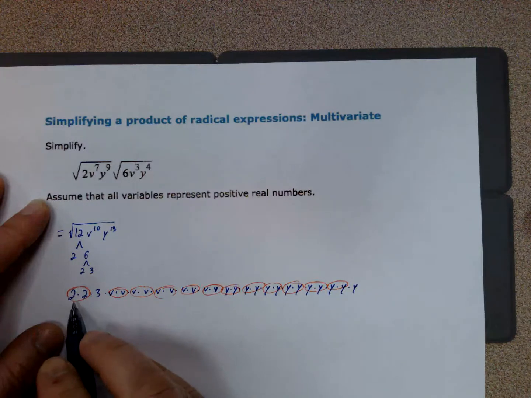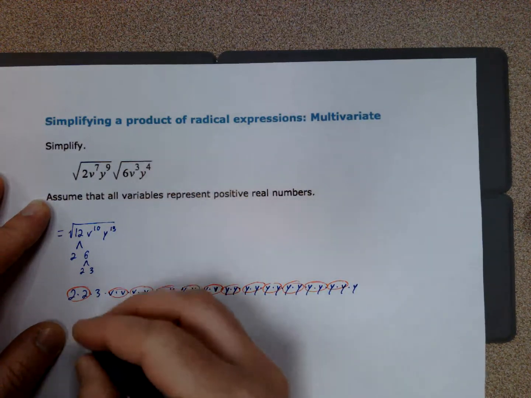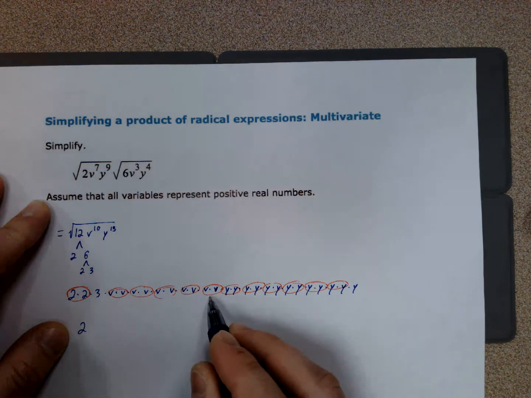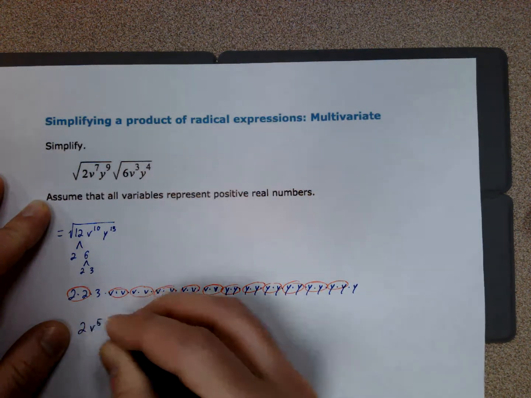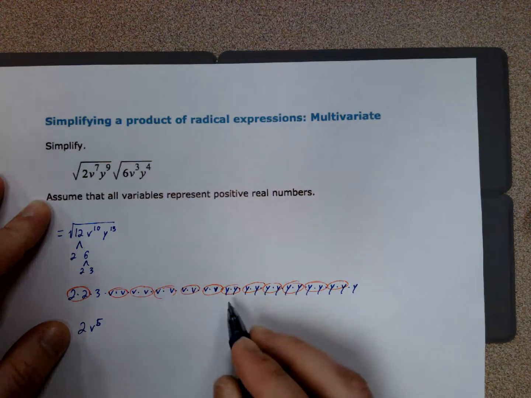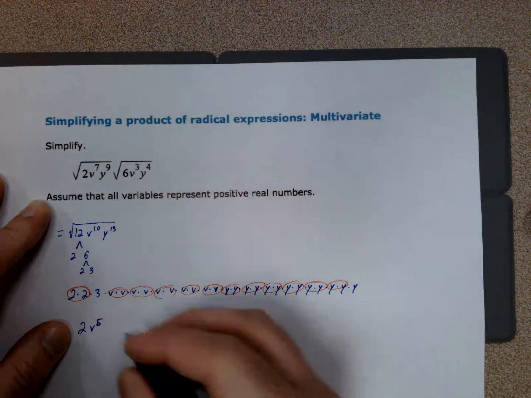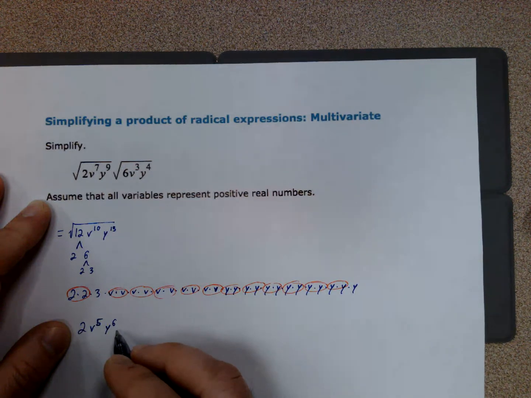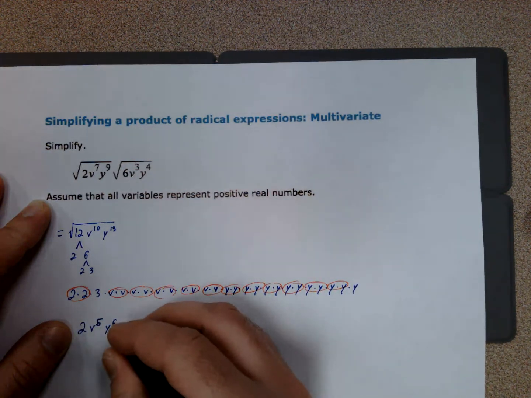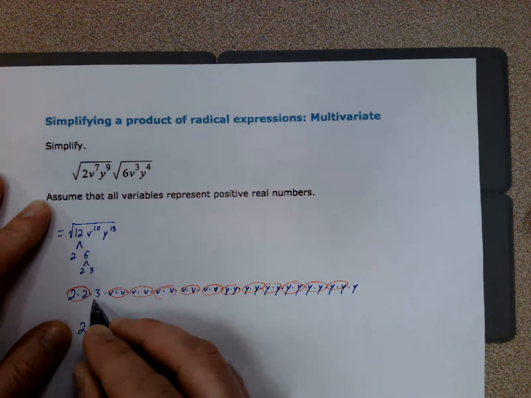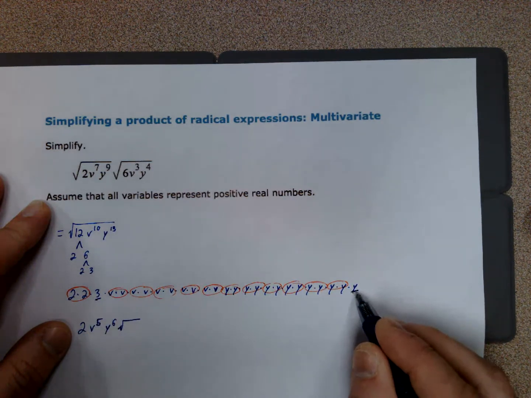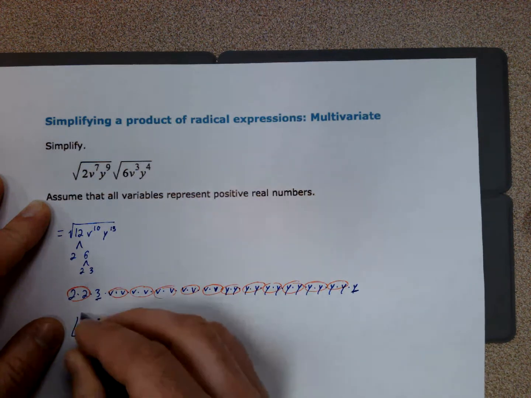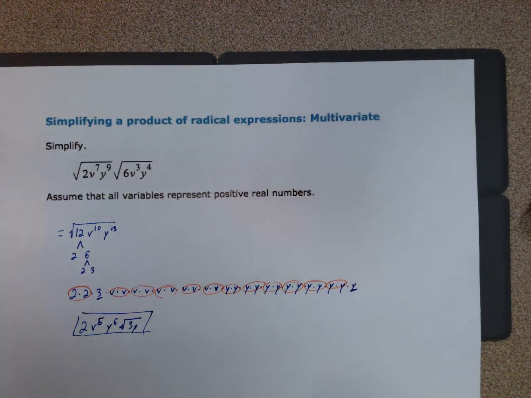So we pull out a representative of each of those groups. So I have a 2 here. 1, 2, 3, 4, 5 sets of v's. So v to the 5th. 1, 2, 3, 4, 5, 6 y's. So y to the 6th. And that's all outside my radical because they're circled. And then under the radical are the things that were not paired, which is just the 3 and that single y. So 2v to the 5th y to the 6th times the square root of 3y is the simplified version of this.